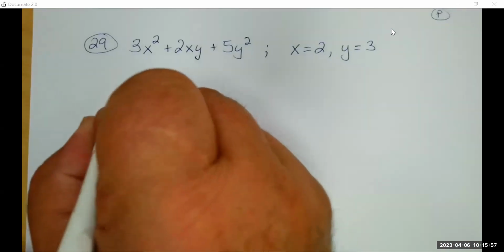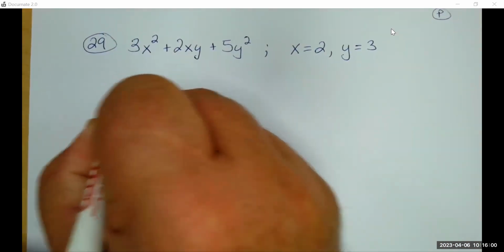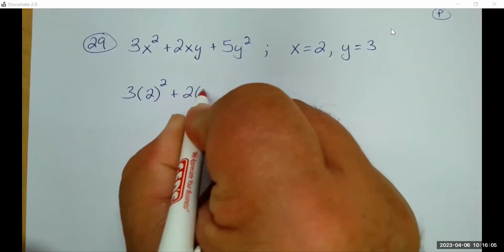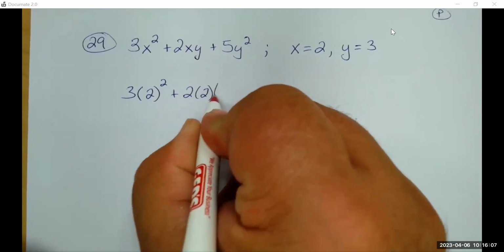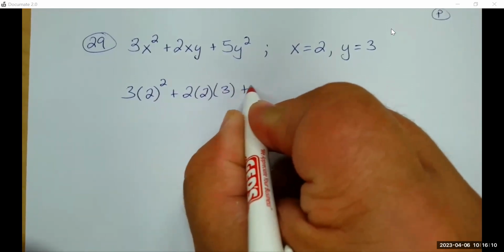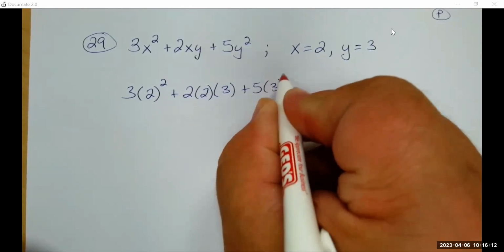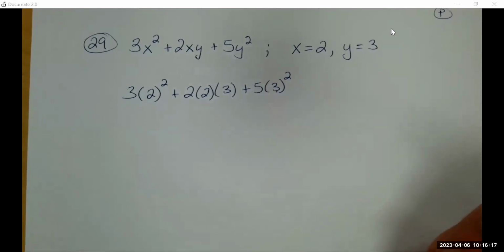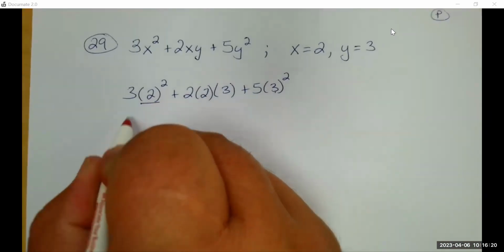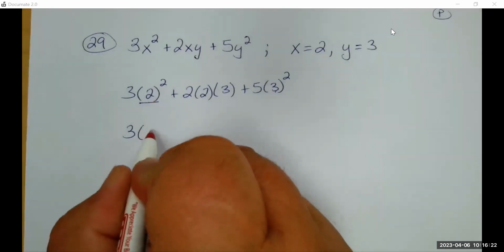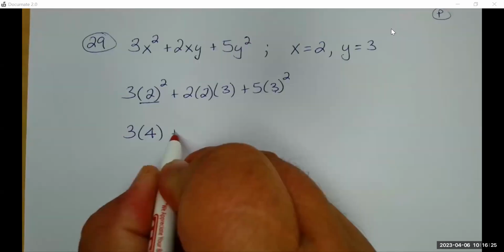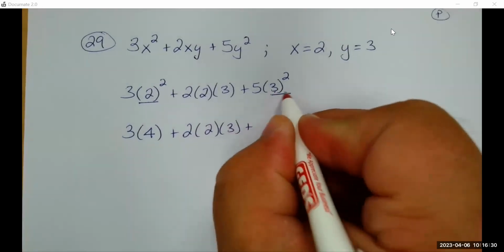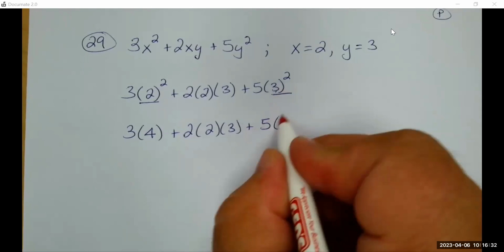So let's work this one out real quick. You got it right, but for the video, let's work it out. Anywhere I see an X, I put a 2. Anywhere I see a Y, I put a 3. I can see why you put a 3, because subconsciously you're going to put a 3 up there. So exponents first. 2 squared is 4, times 2 times 3. And we do another exponent here. 3 squared is 9.